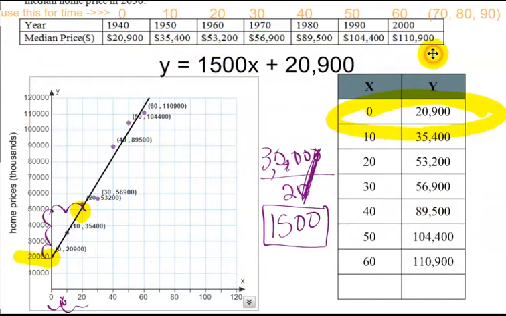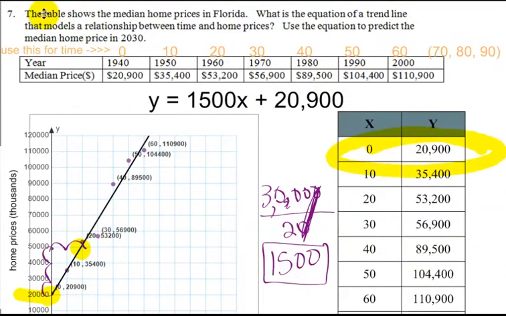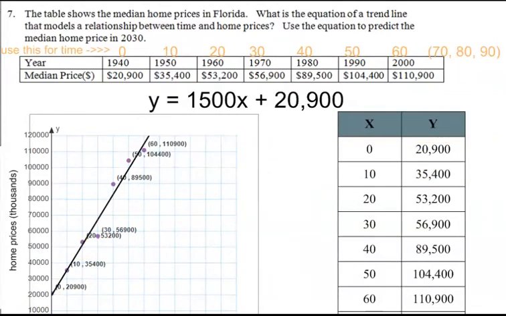All right, now there's my line of best fit. Now I've created the first part of our question. What is an equation of a trend line that models the relationship between time and home prices? So there it is, y equals 1500x plus 20,900. The next part says use the equation that we just wrote to predict the median home price in 2030. So we already talked about how in 2030 that's going to be 90 years away. So we're going to plug in 90 for our x and calculate.